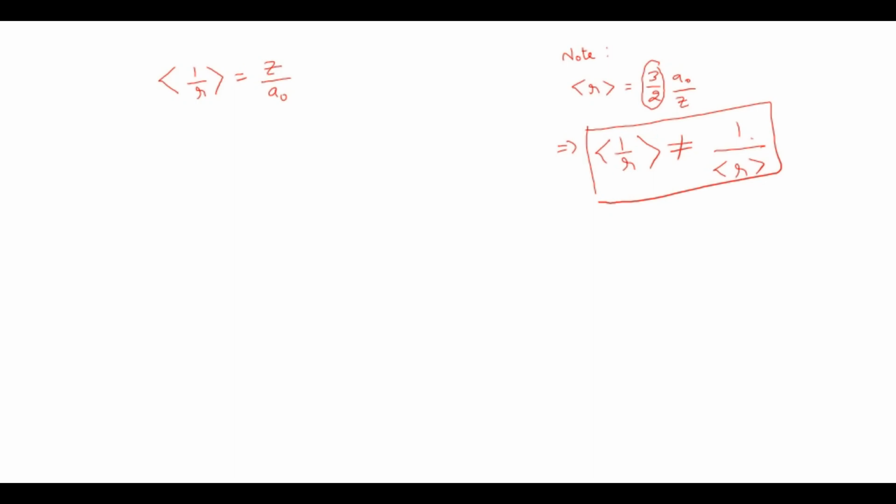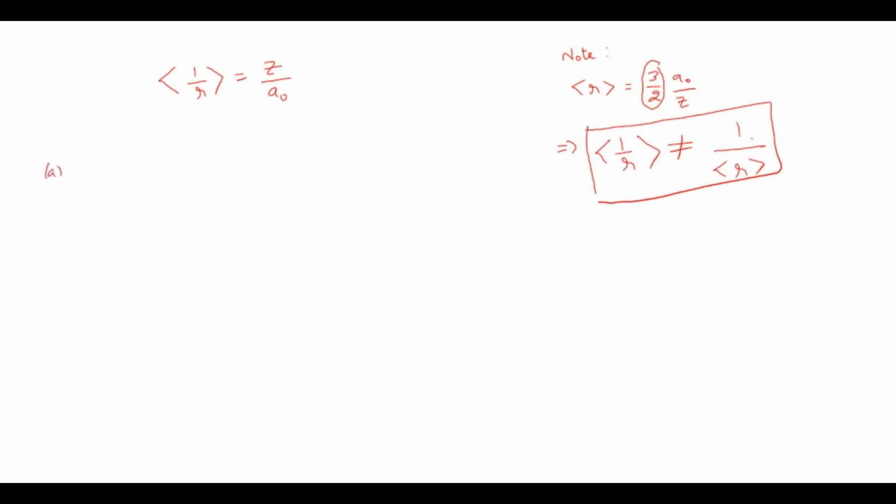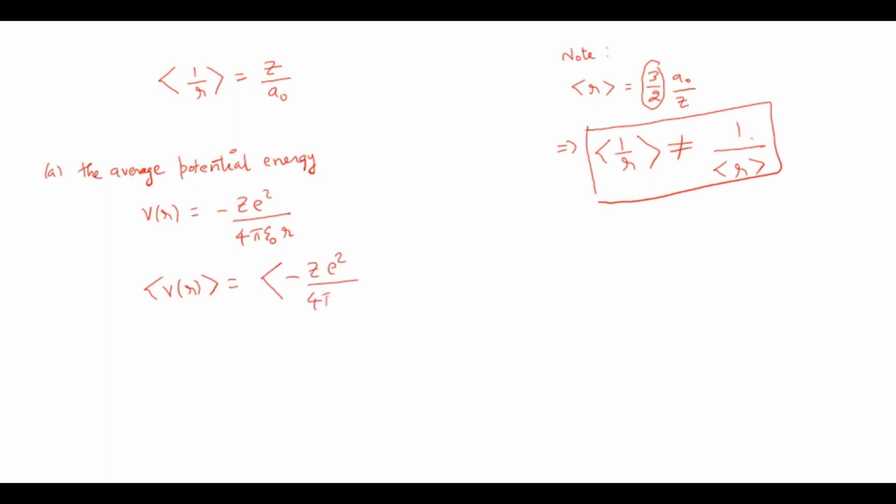Now let us calculate the first part. The first part of this question is, using this result, the average potential energy. Now what is this potential energy? We know that V of r is a Coulomb potential, which is minus Z e square by 4 pi epsilon 0 r. So the expectation value of this is simply taking the expectation value of these quantities. We can pull out the constant Z e square divided by 4 pi epsilon 0 with the minus sign, and it is simply the expectation value of 1 over r, which is Z by a0. So minus Z e square by 4 pi epsilon 0 into Z by a0.